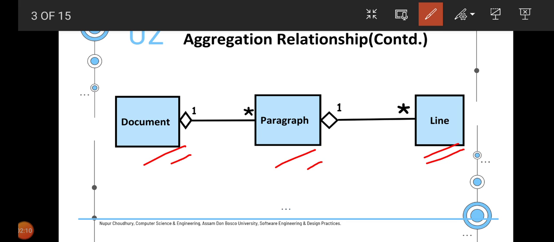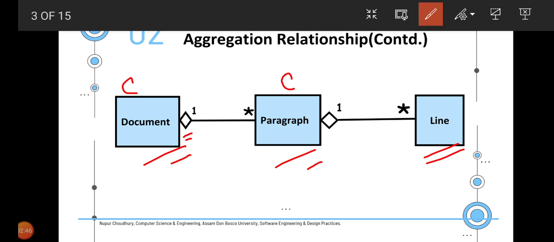We can also consider that a document is an aggregation of paragraphs and paragraphs are aggregation of lines. So when we are talking about this, the composite end between document and paragraph becomes the document, and between paragraph and line becomes the paragraph. Whenever we are representing that document is an aggregation of paragraph, we will represent the composite end with a hollow diamond.